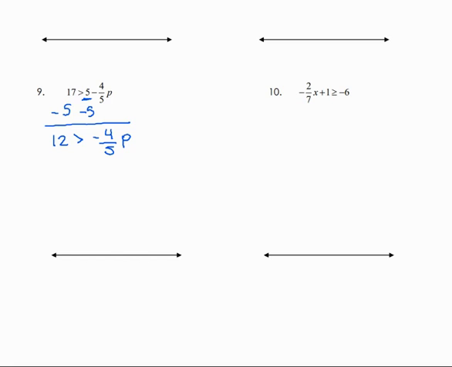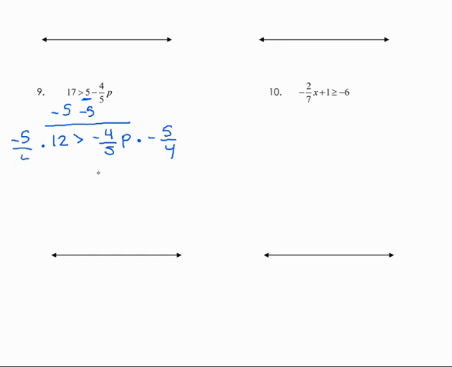Okay, now what do I do from here? Jake, you were killing it yesterday with telling us what to do. Do you remember now today what we're going to do? Can you see the screen? So see where we're at here? It says 12 is greater than negative 4/5 P. How do I get rid of that negative 4/5? Oh, multiply by the reciprocal. Perfect. Very good. Okay, so we're going to now multiply by that reciprocal, which is negative 5/4.